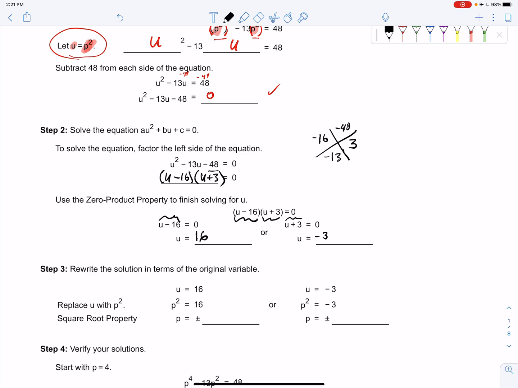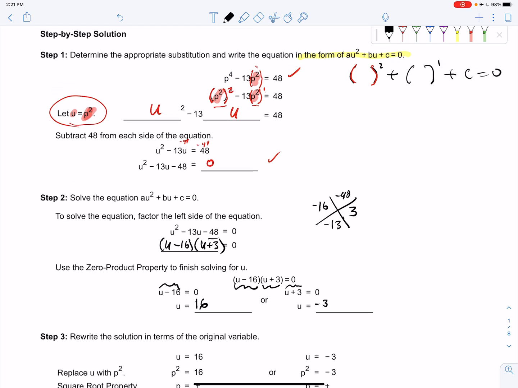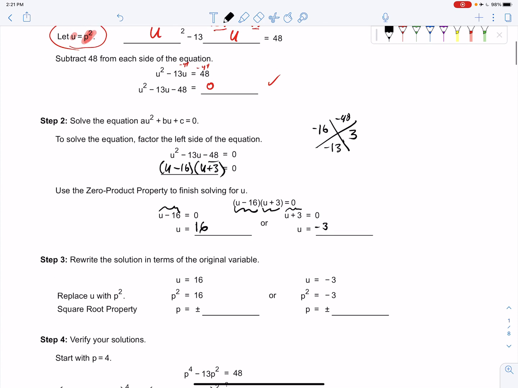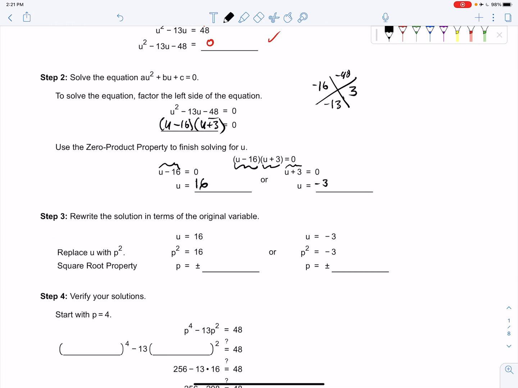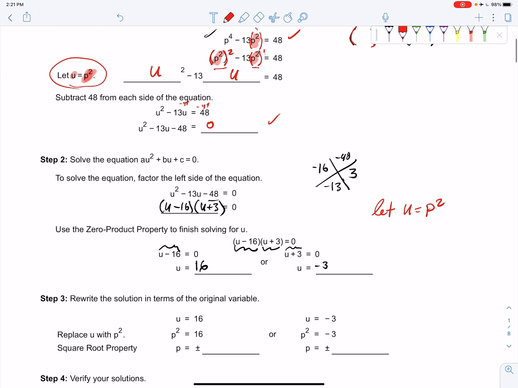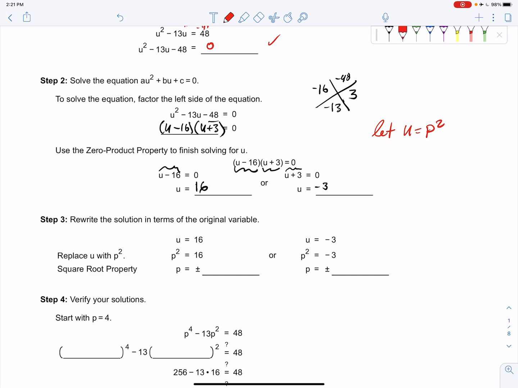Now remember, we didn't want to know what u is. We were looking to solve for p back at the beginning. But we did a u sub to temporarily make this a quadratic. Now, substitute back in. I'm going to put a little let statement, because usually with these things we have let u equal p squared. So at the very beginning we replaced p squared with u. And now we want to replace u with p squared, sub it back. There's u equals negative 3, sub it back, p squared equals negative 3. Now you just solve for p squared.